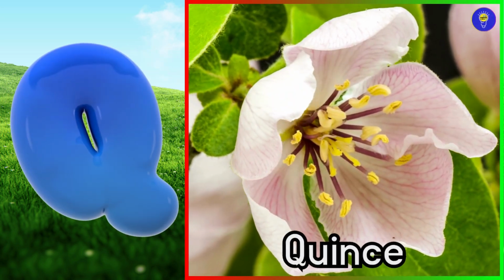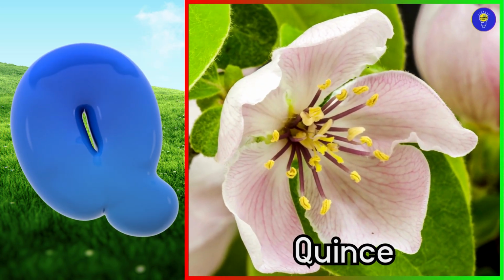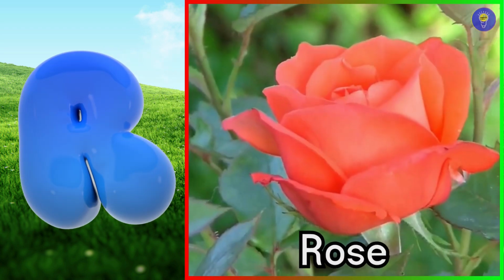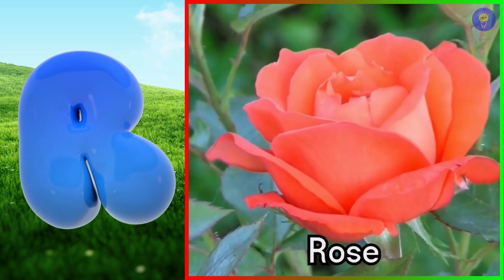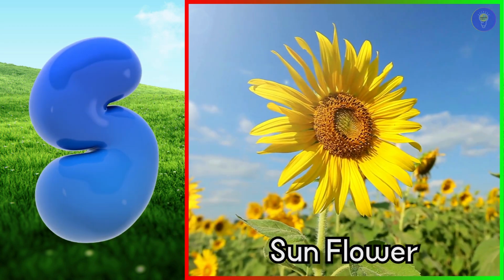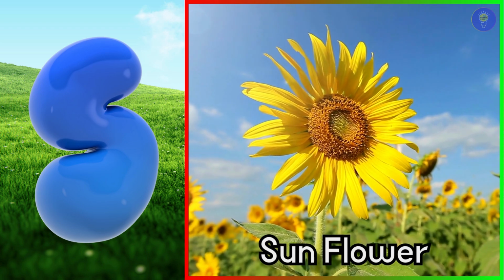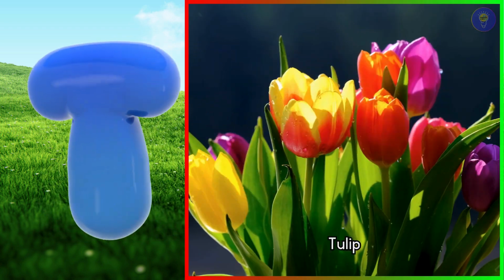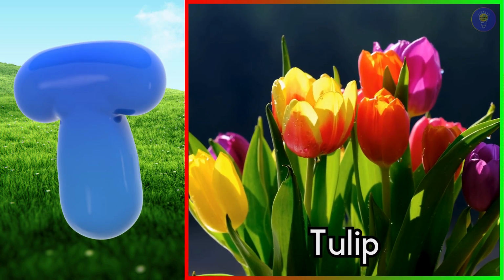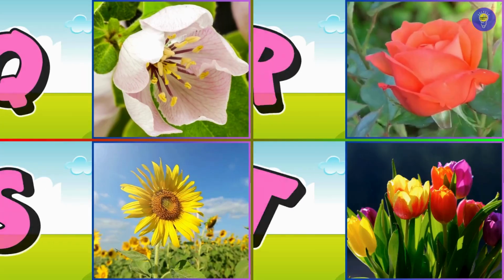Q is for quince flower. R is for rose flower. S is for sunflower. T is for tulip flower.